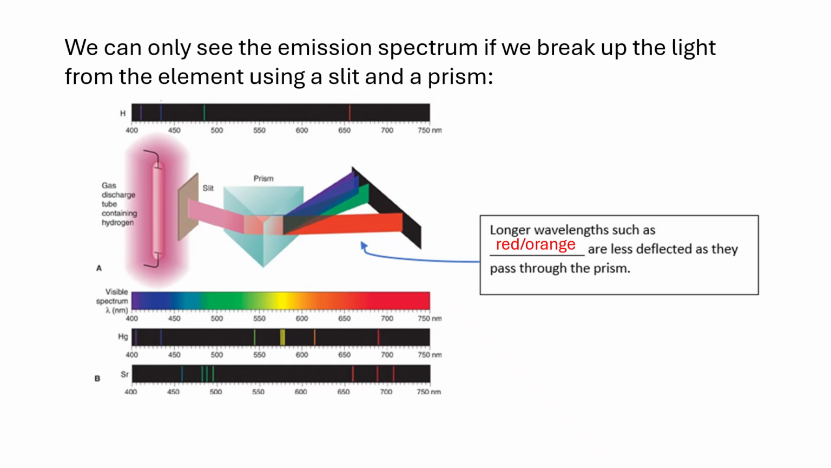So water drops in the air deflect blue and purple more than they do red and orange, and so it separates the color of light coming from the sun into its components.